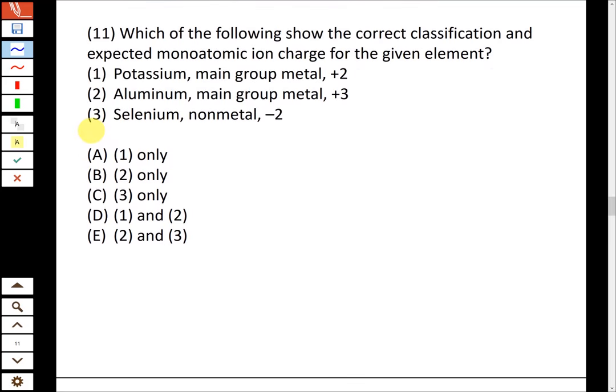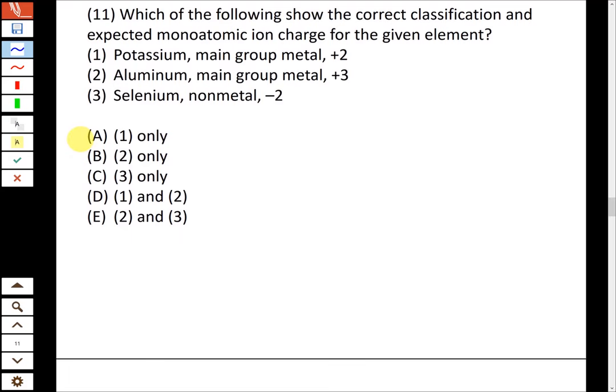All right, so this question deals also with the periodic table and how we can classify elements and then predict the charges of the ions they form, again, using the periodic table. So we want to know which of the following shows the correct classification and the expected monoatomic charge for the given element. Monoatomic ion charge means, if that atom loses or gains electrons to form an ion, what's the charge that ion is going to be? Is it going to be positive or negative, and what's the magnitude of that? You can use the periodic table to predict that, especially for the main group elements.